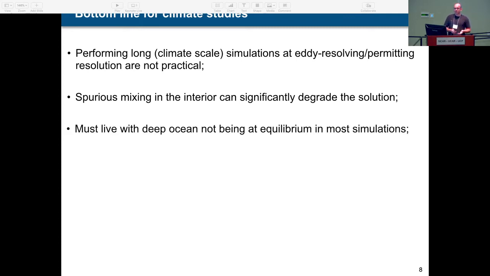And we must live with the ocean not being at equilibrium. That is, very rarely do you see a simulation that was run for thousands of years. It's mostly done for paleo, and those tend to be very coarse resolution.